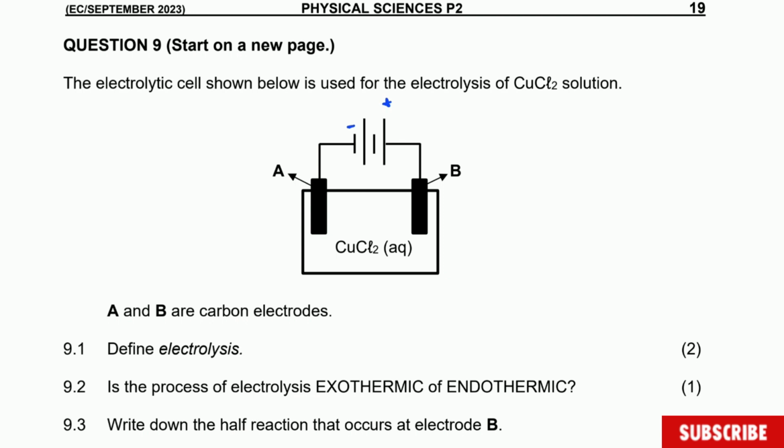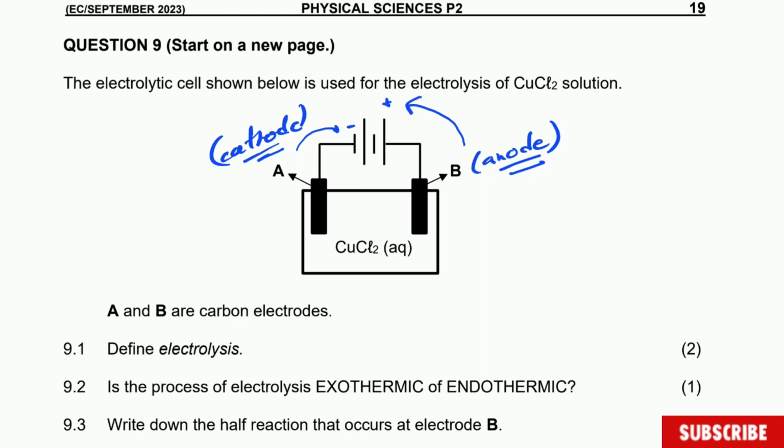In the electrolytic cell, you need to remember that the one connected to the positive side will be the anode, so B is the anode. This one is always like that, and the one that is connected to the negative side is the cathode. So that is what you need to remember first of all. This is the cathode because it's connected to the negative side. This one is the anode because it is connected to the positive side.